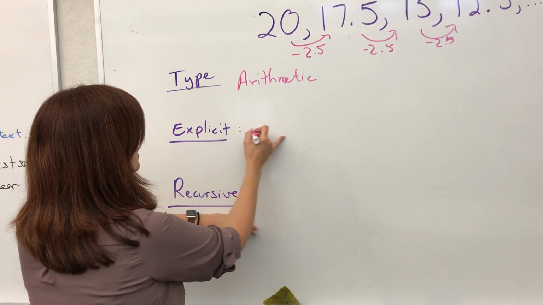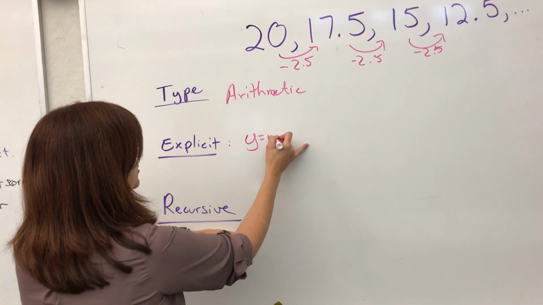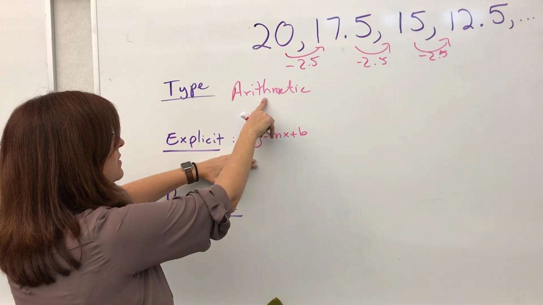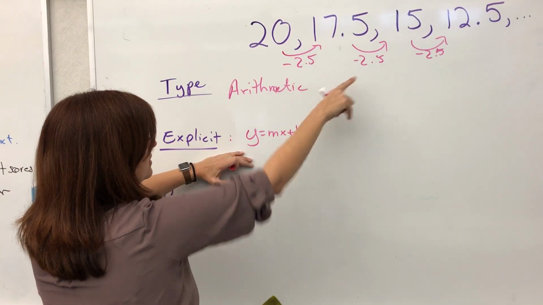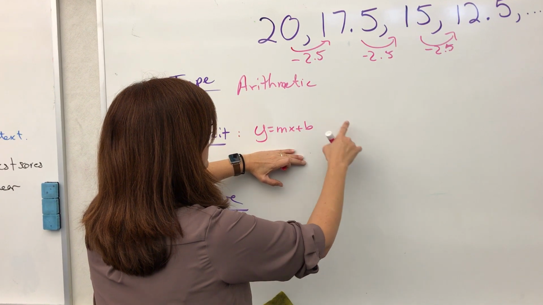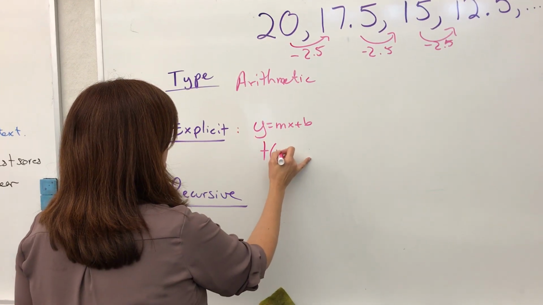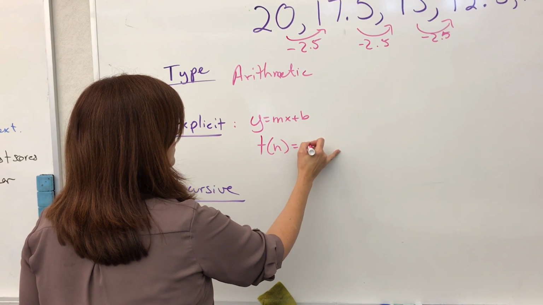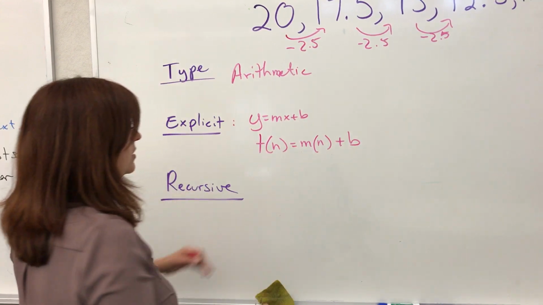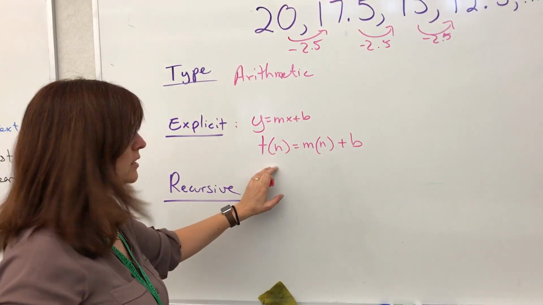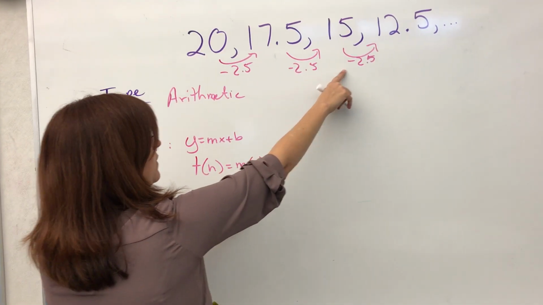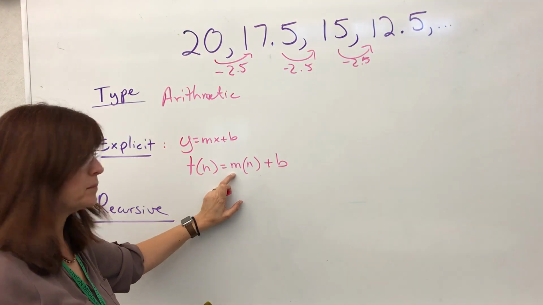The explicit equation is similar to y equals mx plus b when it's arithmetic, because this is a linear increase, or decrease in this case, as well as this is linear. I'm putting it in a different format though. I'm saying t of n is equal to m, this is my multiplier, times the number plus the y-intercept. This will be the format I use. I know that my decrease each time is -2.5, and that's the same as my slope.